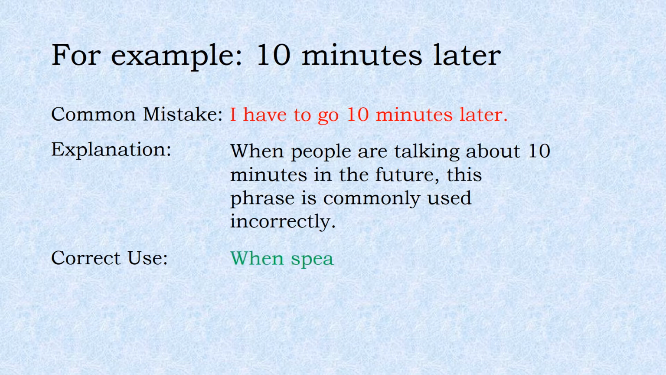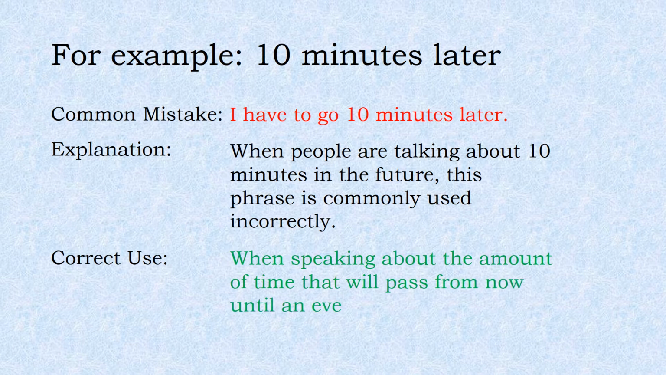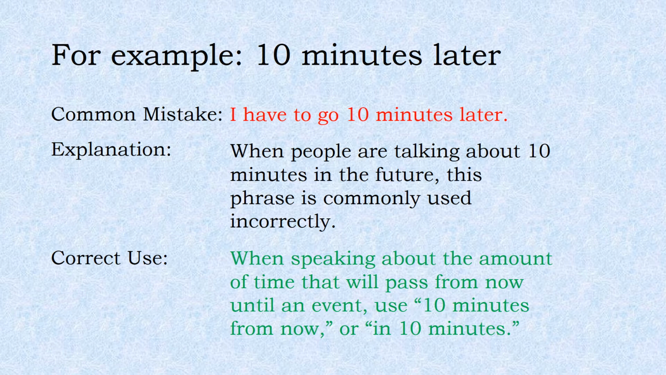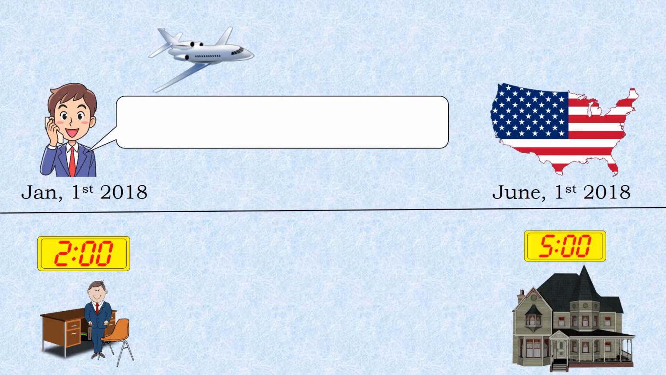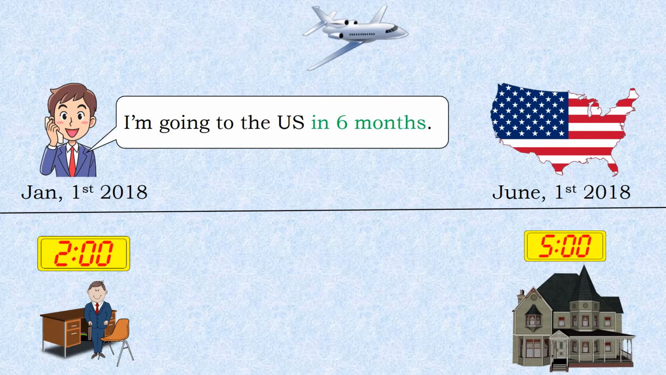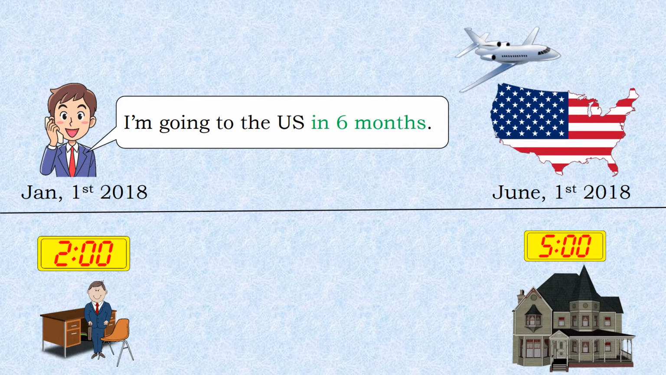Correct use: when speaking about the amount of time that will pass from now until an event, use "10 minutes from now" or "in 10 minutes." "I'm going to the US in 6 months." For this example, he's talking about 6 months from now, which is January 1st, 2018. So in 6 months, June 1st, 2018, he's going to the United States.